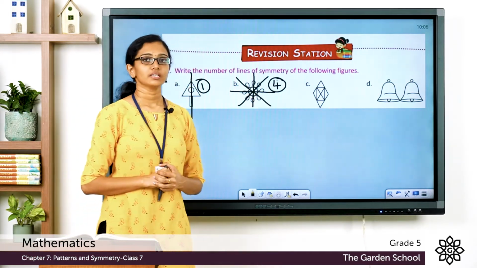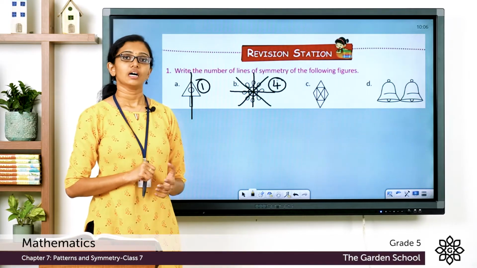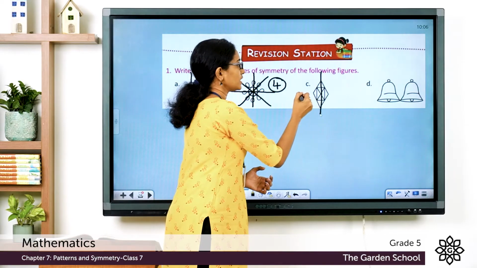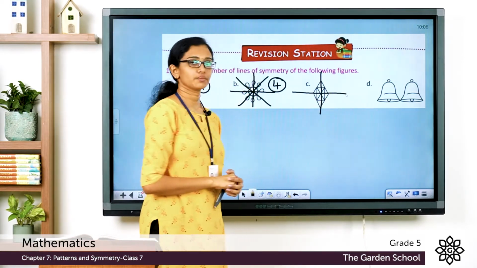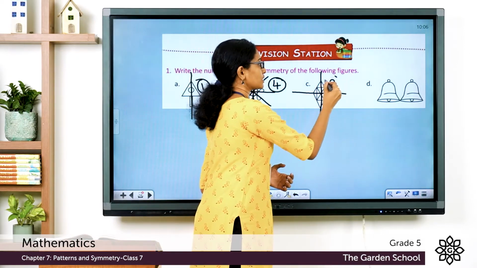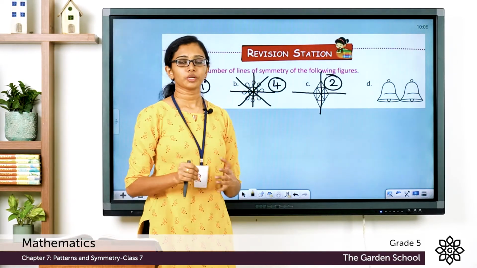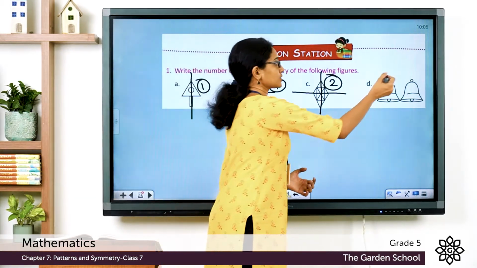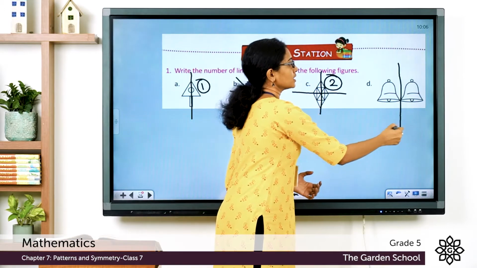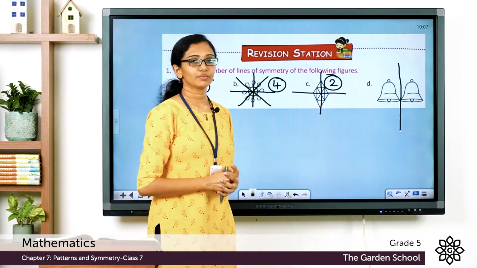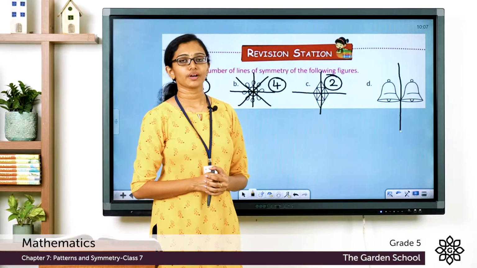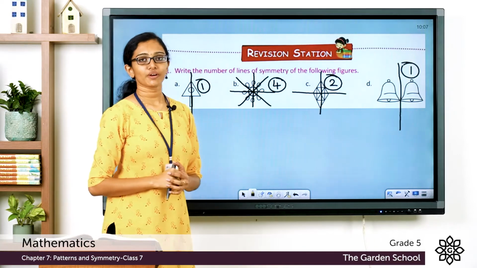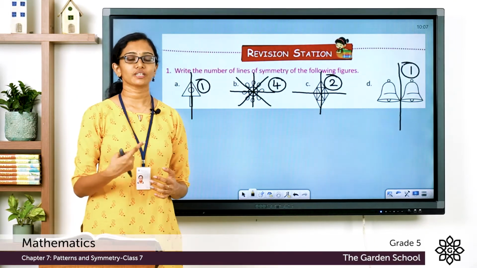Now, what about image C? How many lines of symmetry can be drawn? You can draw one vertical line of symmetry and one horizontal line of symmetry. So the number of lines of symmetry is equal to 2 in this case. What about the last one? Question D. How many lines of symmetry is possible? There is only one vertical line of symmetry that can be drawn to divide this image into identical halves or mirror images. So in this case, it is 1. I hope you understand this. Now let's move on to the next question.